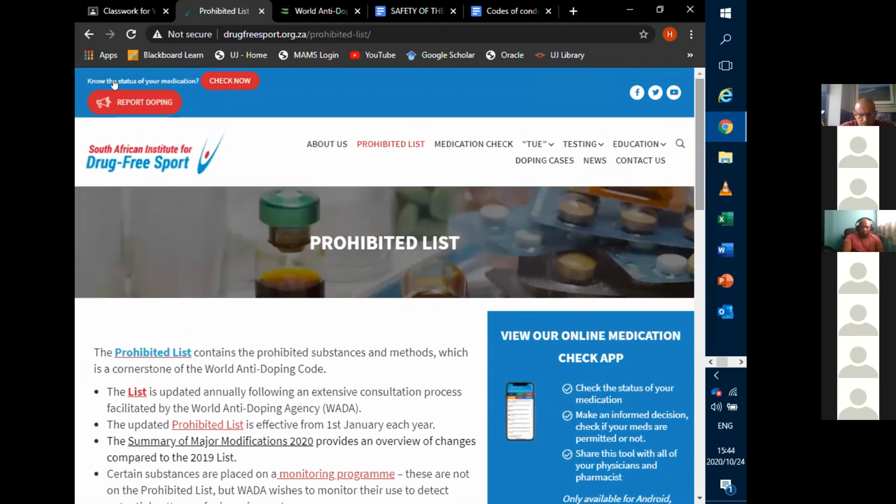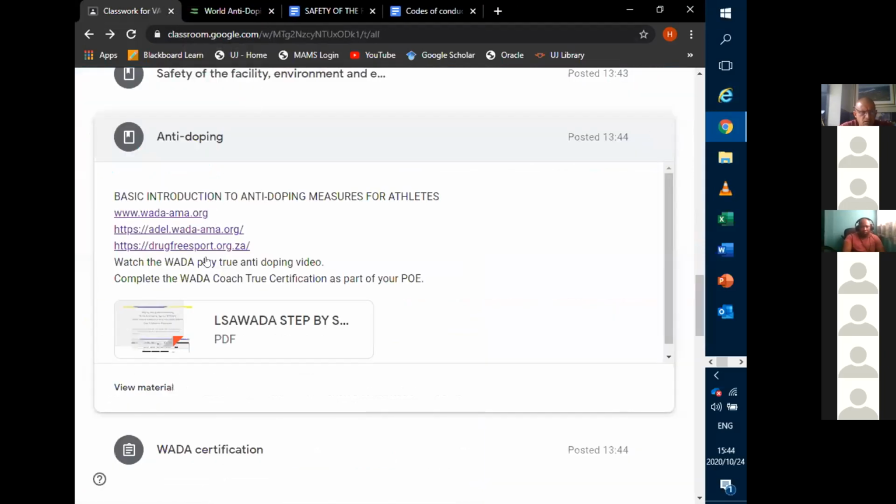So this website is extremely important as coaches. I really do urge you to go into this app, visit SAIDS, download the app onto your phone and double check the medication that your athletes are on.